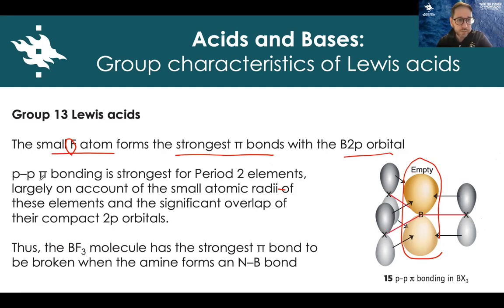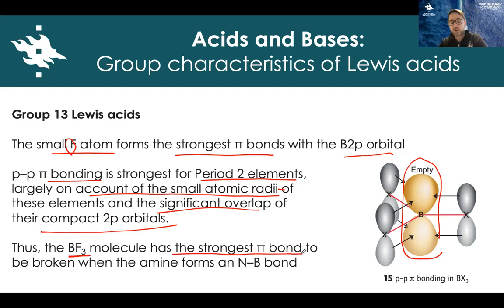So the pp pi bonding is strongest for period 2 elements like beryllium, largely on account of the small atomic radii of these elements and the significant overlap of the 2p orbitals. So in this case, the beryllium trifluoride has the strongest pi bond that needs to be broken when the amine, or the base, forms this acid-base nitrogen-beryllium bond.